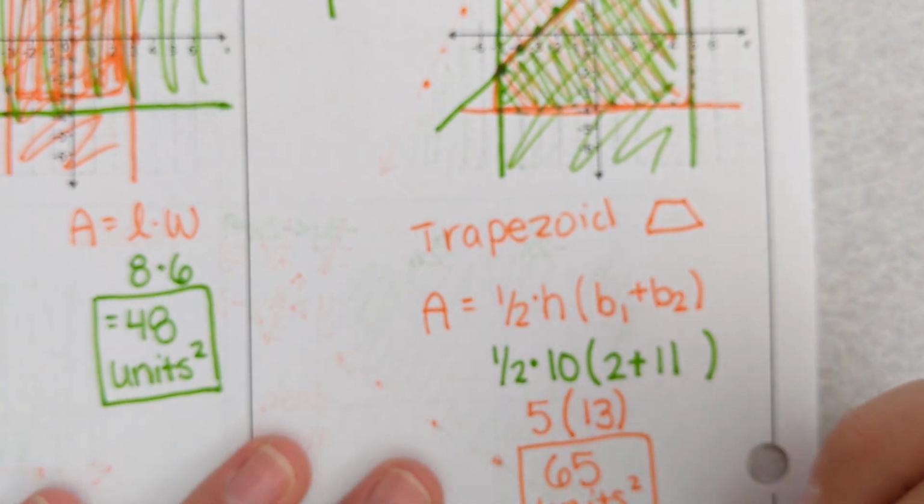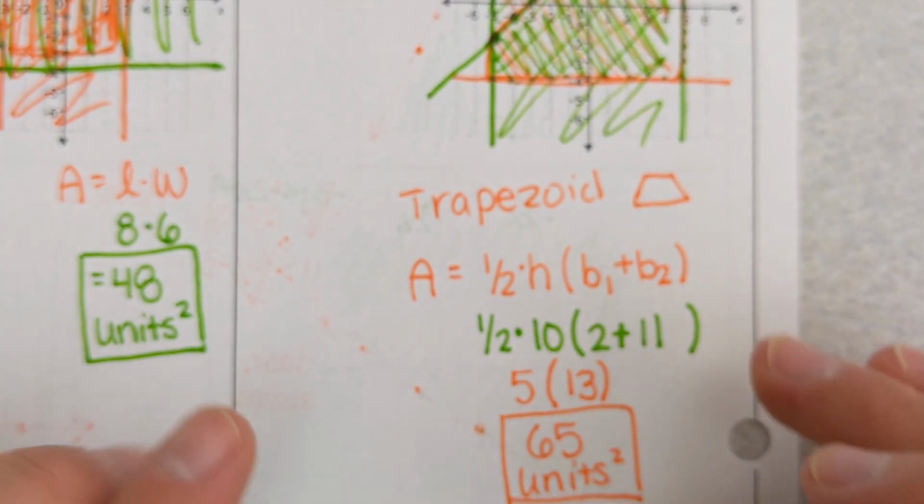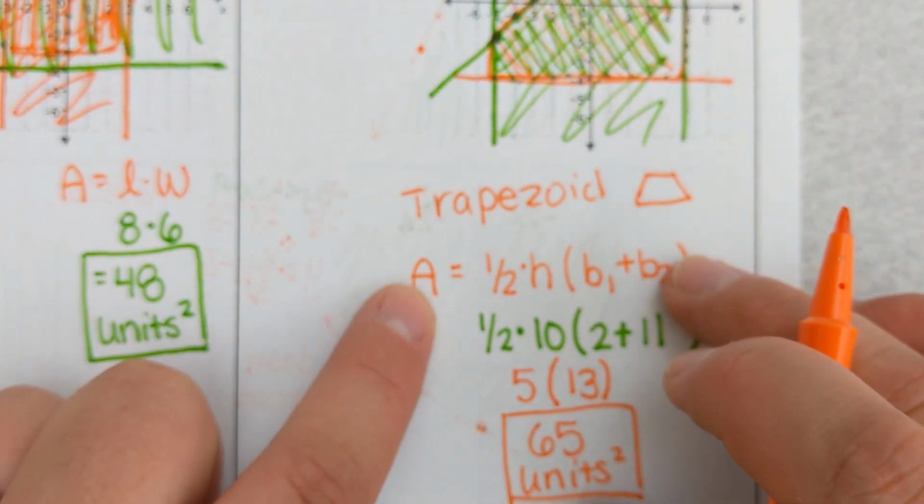So basically, to find the area, you have to decide what shape it is, and then look up the area formula for that if you don't already know what it is.